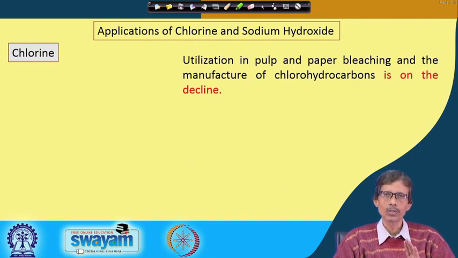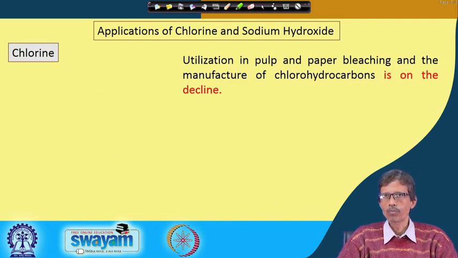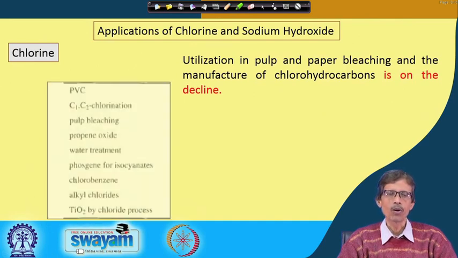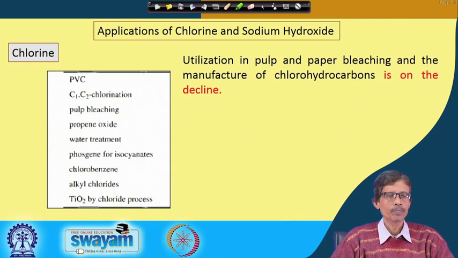Long back we were utilizing this, and a huge amount of it is being used for bleaching purposes, as well as for making the chlorohydrocarbons and chlorofluorocarbons, the chloroform, the dichloromethane, the carbon tetrachloride. These are all different types of chlorine-bearing solvents, reagents, and organic compounds. But the demand is declining because these are harmful for the environment.